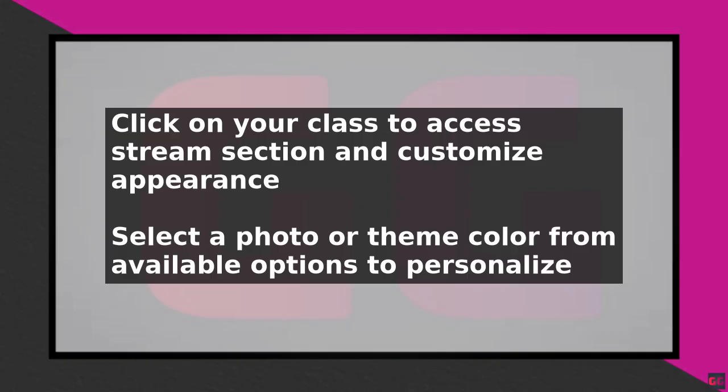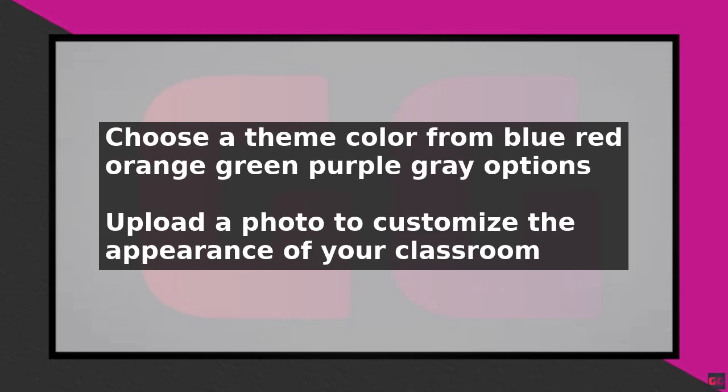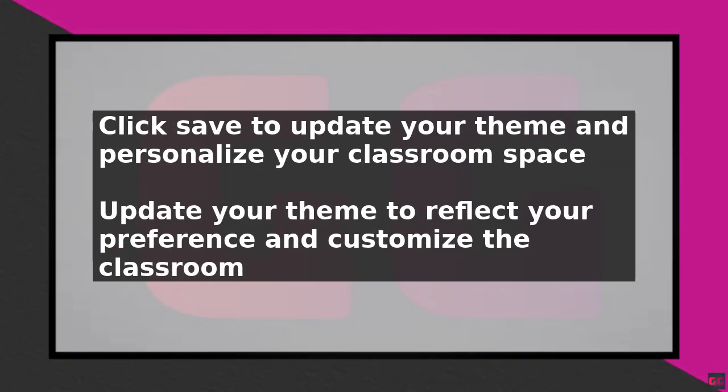To change the theme, click on your class, which will take you to the stream, classwork, people, and grades. In the stream section, you'll see an option to customize the appearance, where you can select a photo, upload a photo, or choose a theme color from the available options, including blue, red, orange, green, purple, and gray.